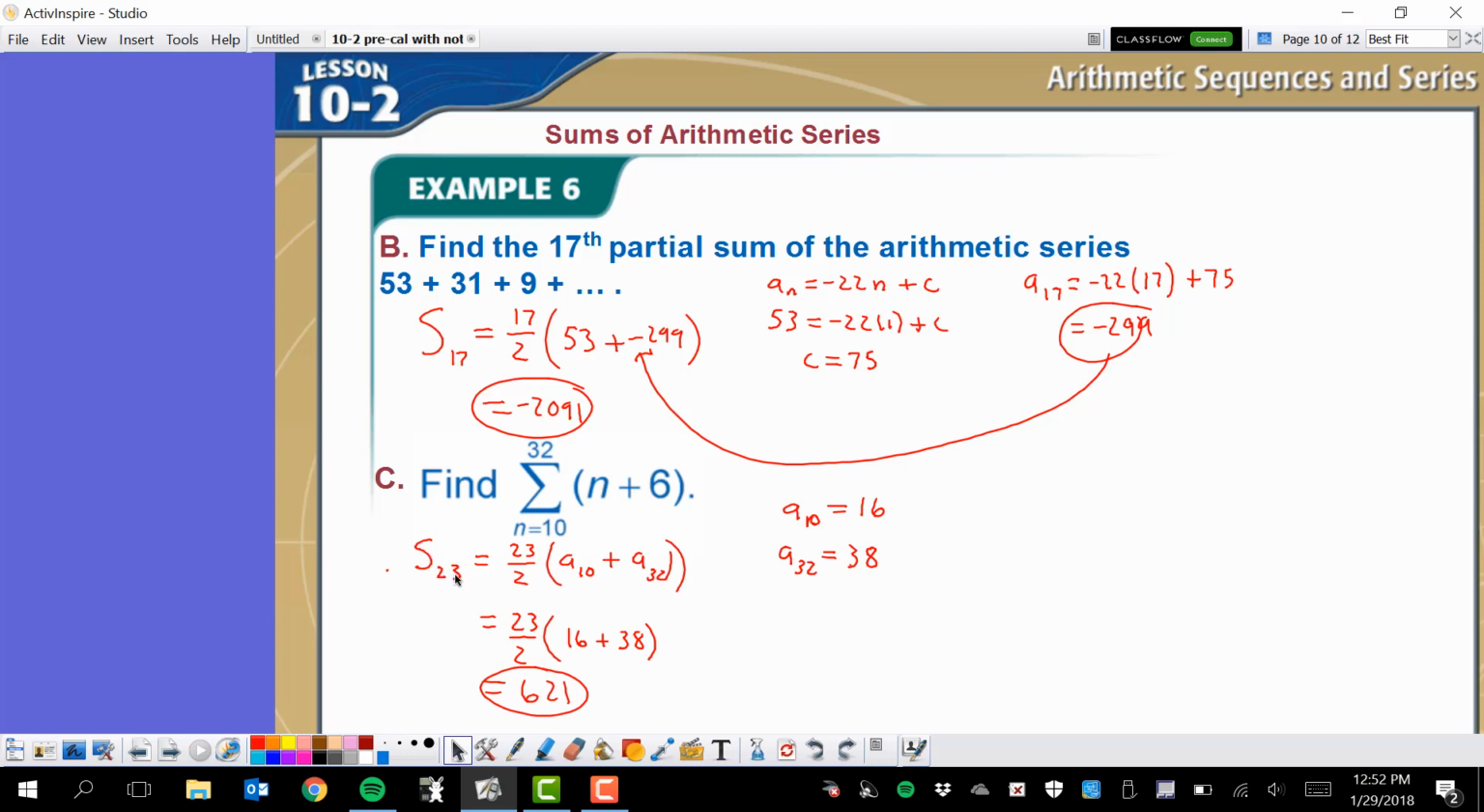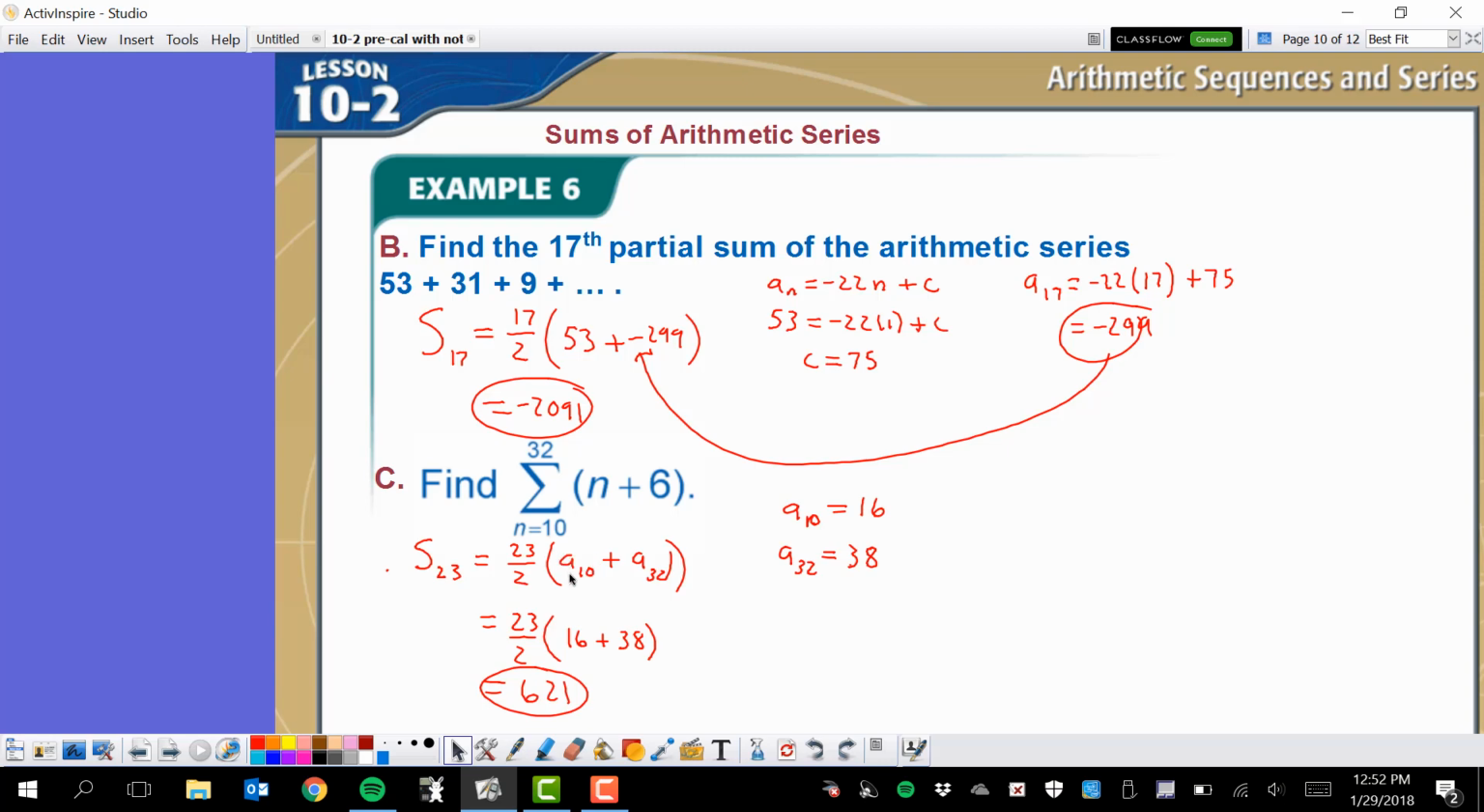So we have S of 23. Now let's pause for just a minute and talk about where that comes from. You're not starting at 1 and going to 32, so this is not going to be 32. You're actually starting at 10 and going to 32. Now somebody might be saying, isn't 32 minus 10 22? So shouldn't that be 22? Well, that's actually 23 terms because you have to count both the 10 and the 32. They both count as terms. So it's 23 terms, and we plug 23 in for n, so 23 over 2.